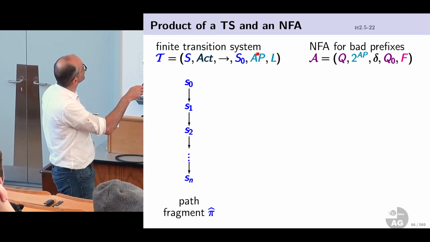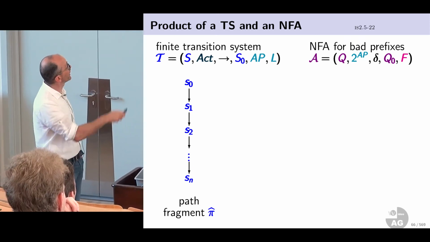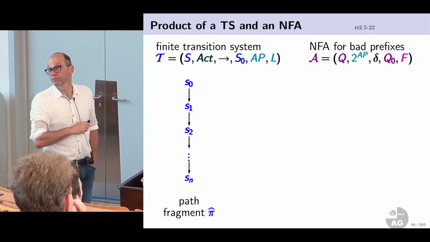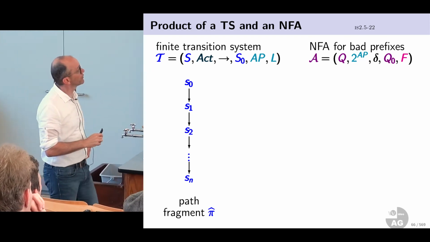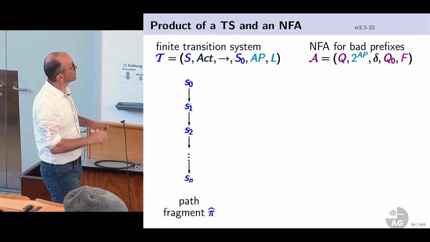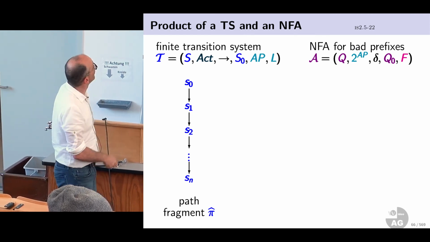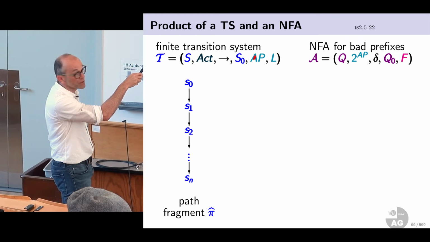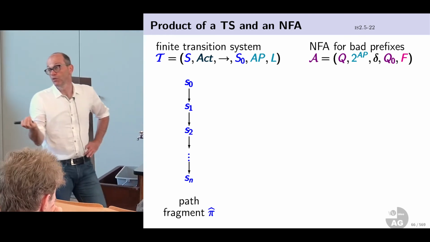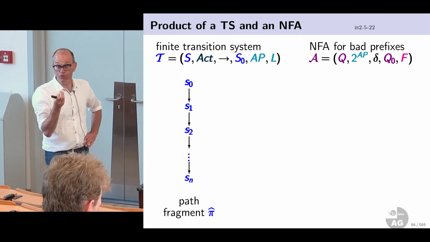So we take a finite transition system, and let's suppose that here is a path in this transition system. I can start in some initial state, then I can move to S1, I can move to S2, etc. The symbols on the transitions here are not so relevant. On this side I have an NFA for the bad prefixes. This has the usual ingredients, and remember the alphabet is 2 to the power AP. Why is this important? This is the same AP as the transition system has. So these states here, S0, S1, etc., are labeled with sets of atomic propositions from AP. And those sets we're going to use in the automaton.